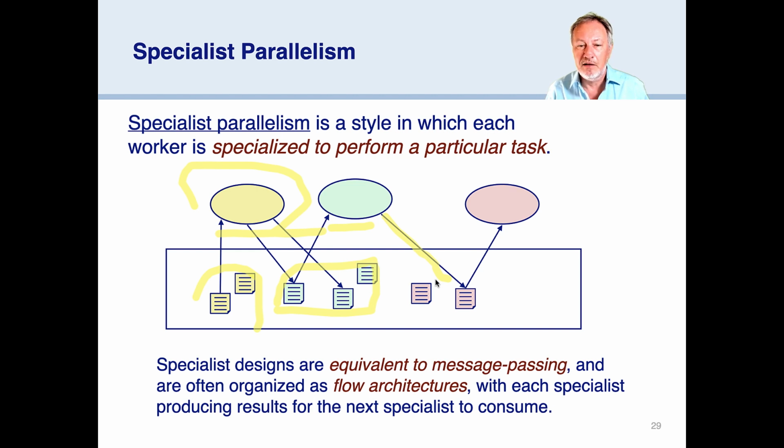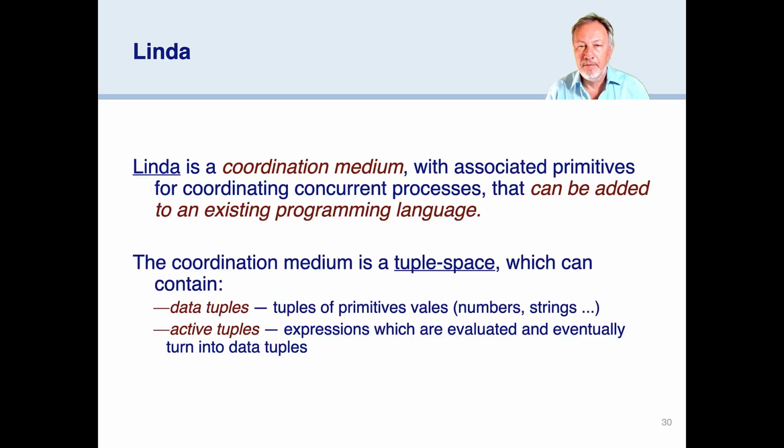Notice that this looks very much like a data flow. Whereas we had data flows as well in the previous ones, one a very hierarchical one, a second a very unstructured data flow, this one is more of a strict linear data flow. So very often these specialist designs are kind of equivalent to message passing organized as a flow architecture.